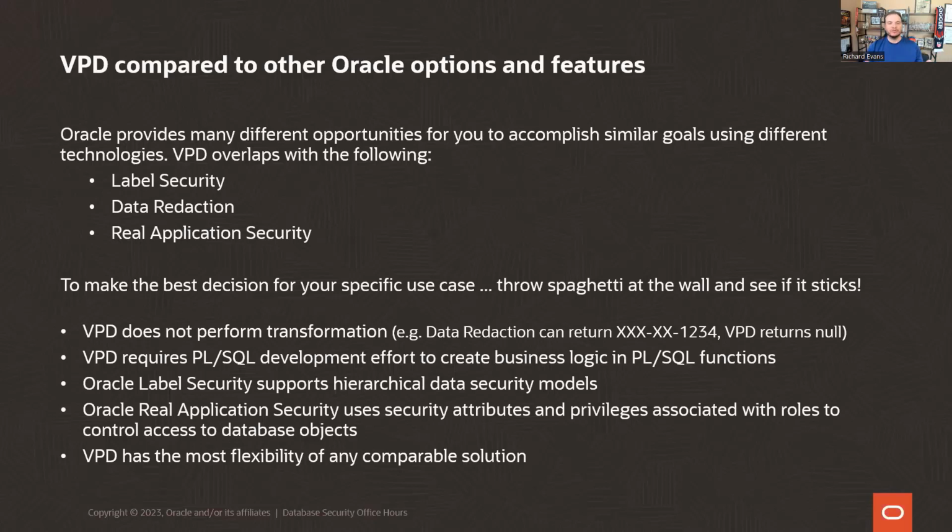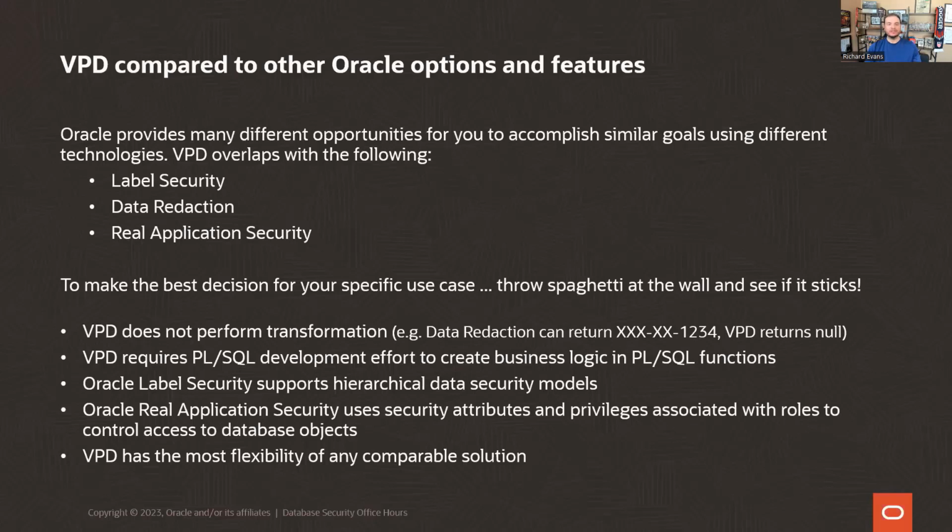So, for example, VPD does not perform transformation. With data redaction, we could have data returned that would only show the last four of the credit card, last four of the social security number. VPD just returns null. It doesn't get into any of that transformation on the column. So if that's a requirement for you, then data redaction is a better choice. VPD does require you to create some PL/SQL, right? It requires you to create that function and build that business logic there. But I would also argue that that's the benefit of it, right? That's the strength. It provides the most flexibility for you compared to other solutions.